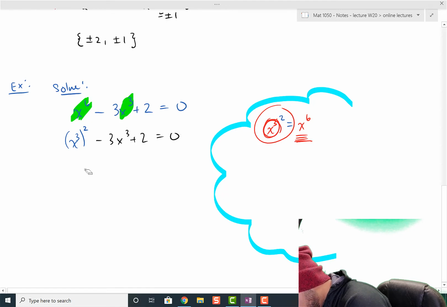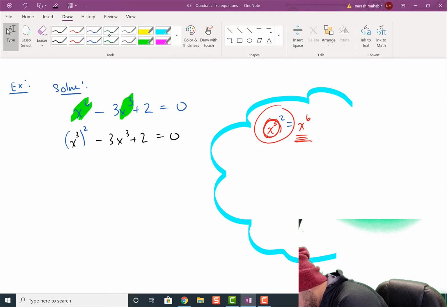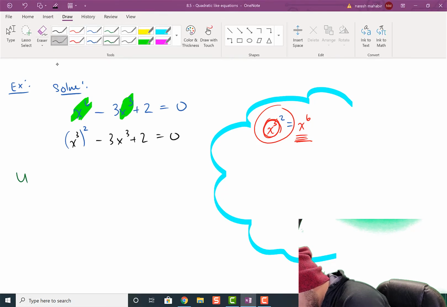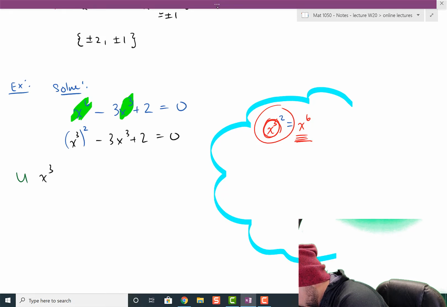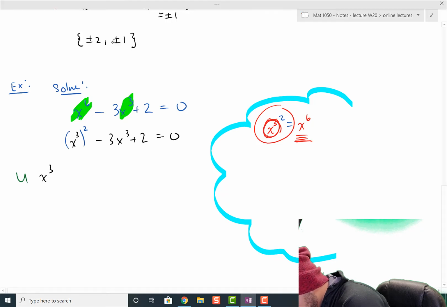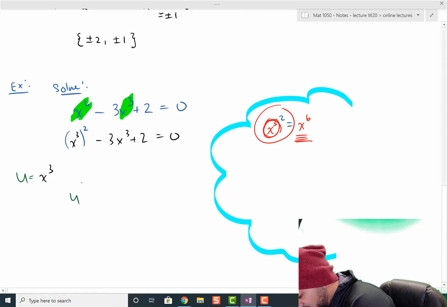Now you'll see that this x cubed is the same as that x cubed, but this one's being squared. So it lets me know my u has for sure got to be x cubed. Really it pivots on your ability to recognize patterns. Now I'm going to do it the other way that some people have seen. So now this turns into u squared minus 3u plus 2 equals 0.